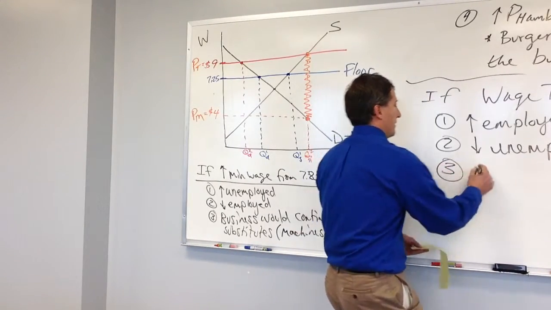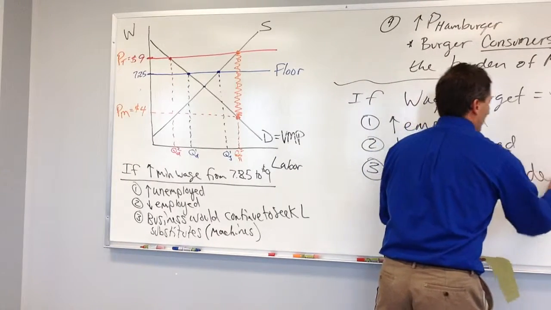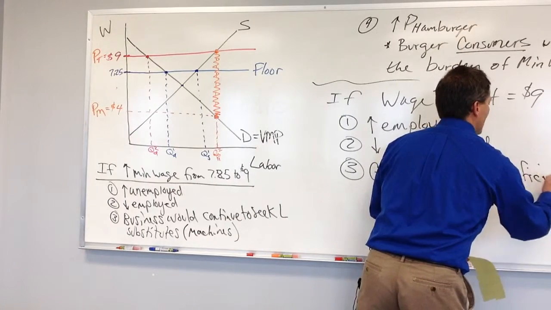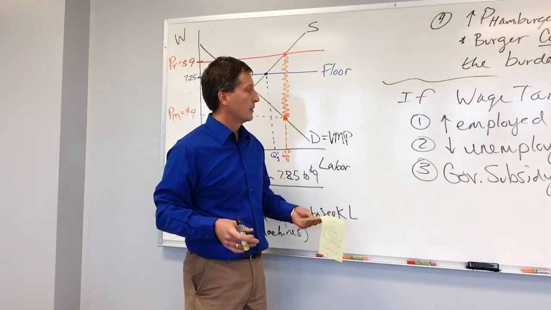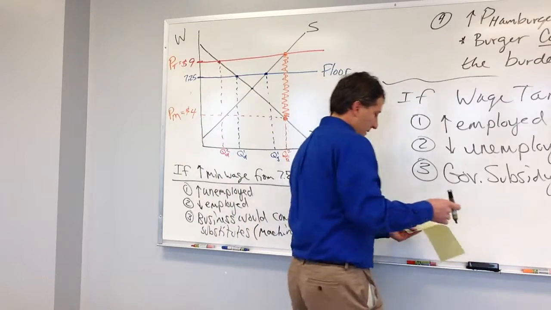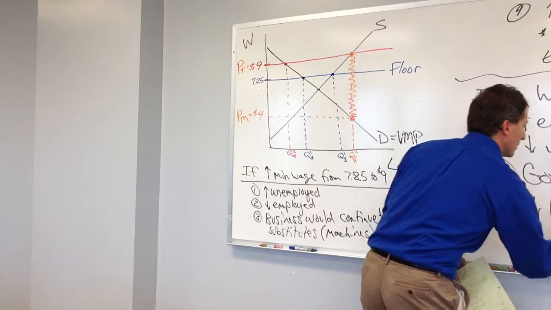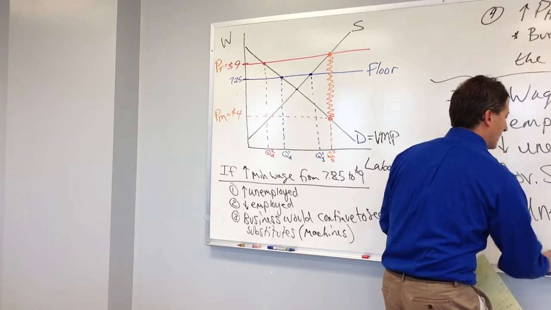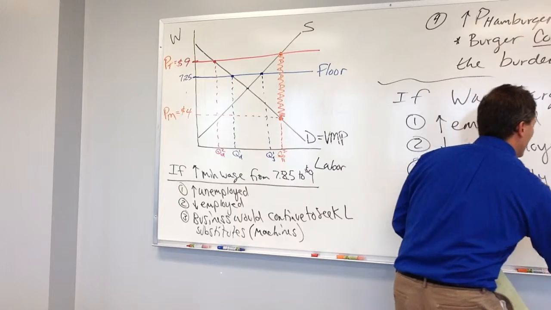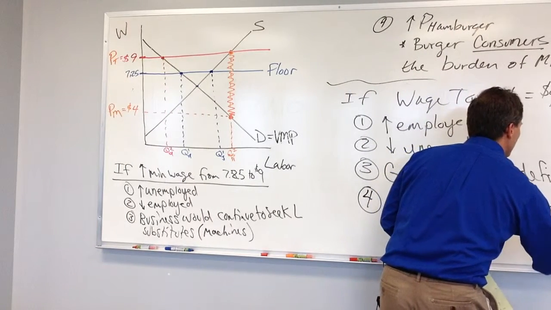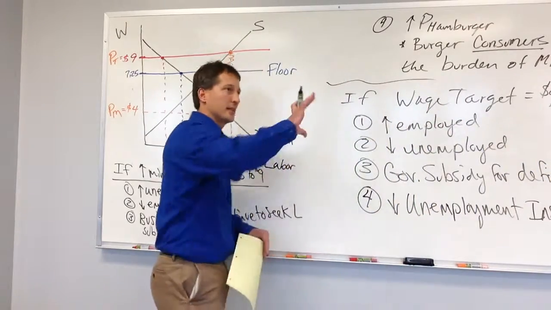We would have the government subsidy for what's called the deficiency. The deficiency payment is the difference that the government makes up between what the employer paid and what the market was at. However, counteracting that, we'd have a decrease in unemployment claims, unemployment claim spending, unemployment insurance spending. And this is where you'd have to turn to some analysis to look at the trade-offs that are going on.